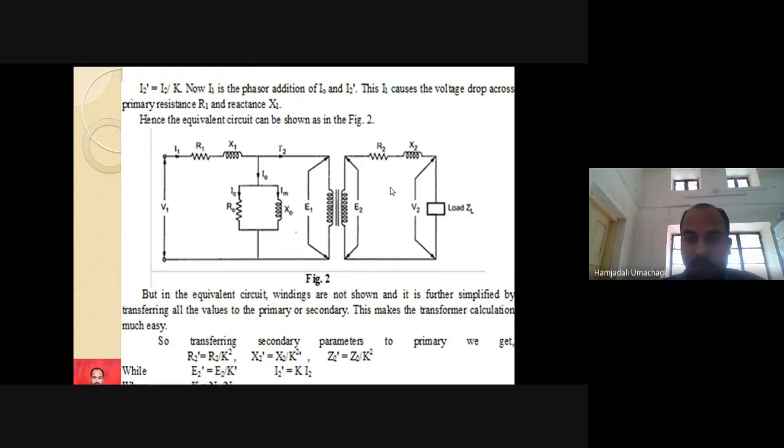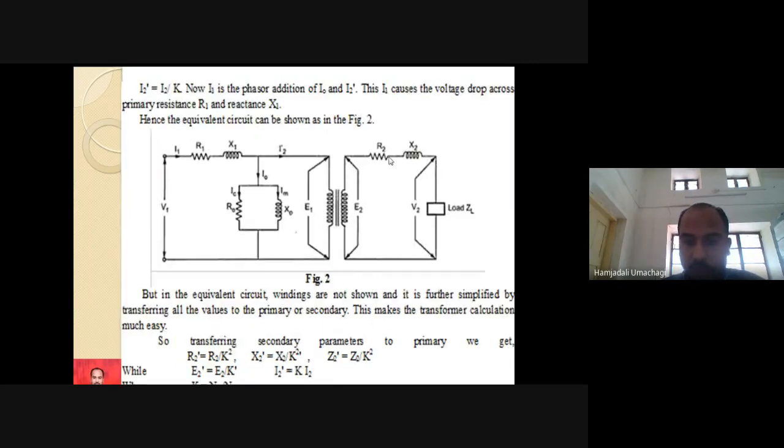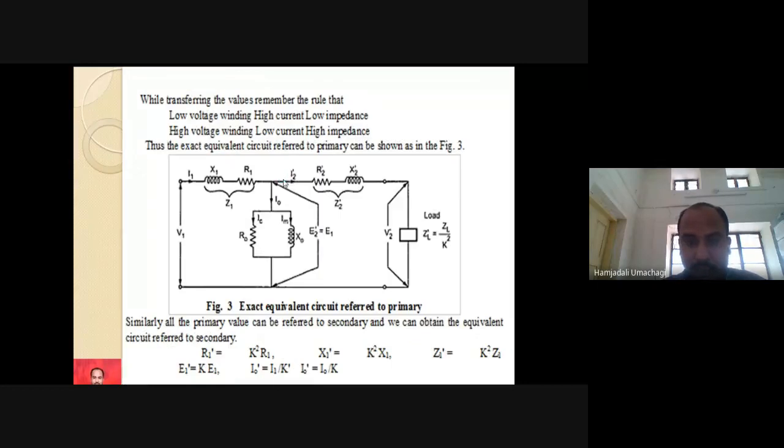So after transferring the things from secondary to primary, how will my circuit look? Let us see. After moving the secondary parameters to primary, your modified circuit diagram will look like this. Primary side parameters will remain as they are, they won't get disturbed. This is V1, I1, X1, R1, Z1, I0, IC, IM, R0, X0, E1. They are all the same. The only thing is I have transferred secondary parameters to primary.